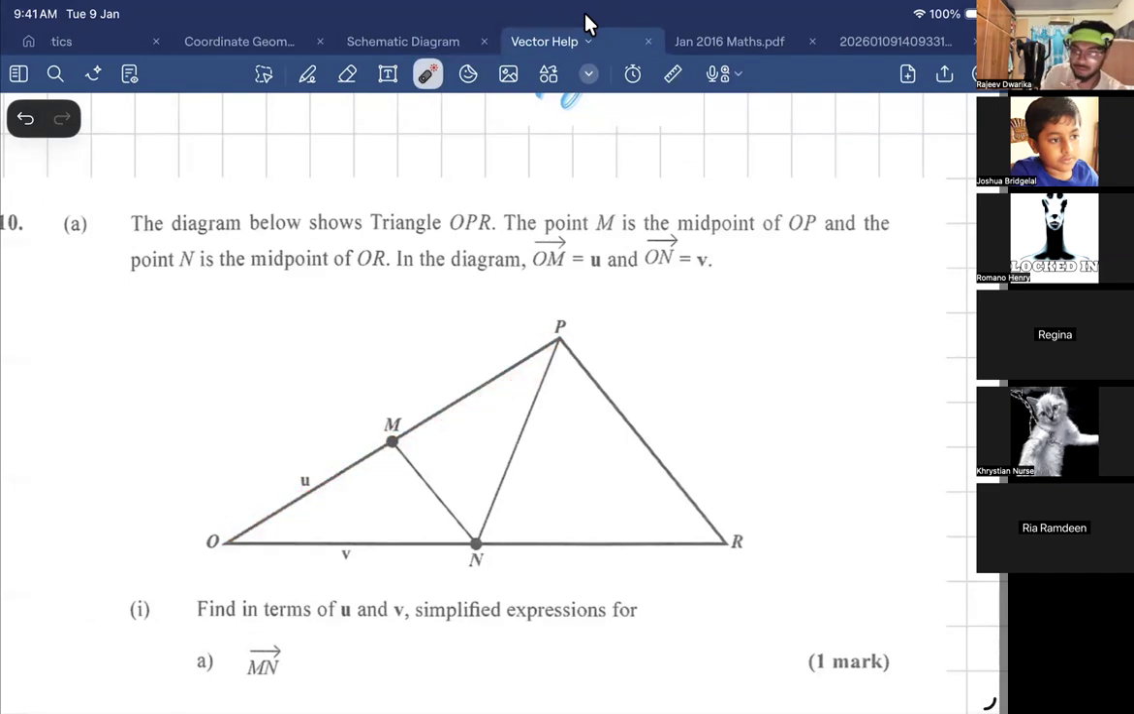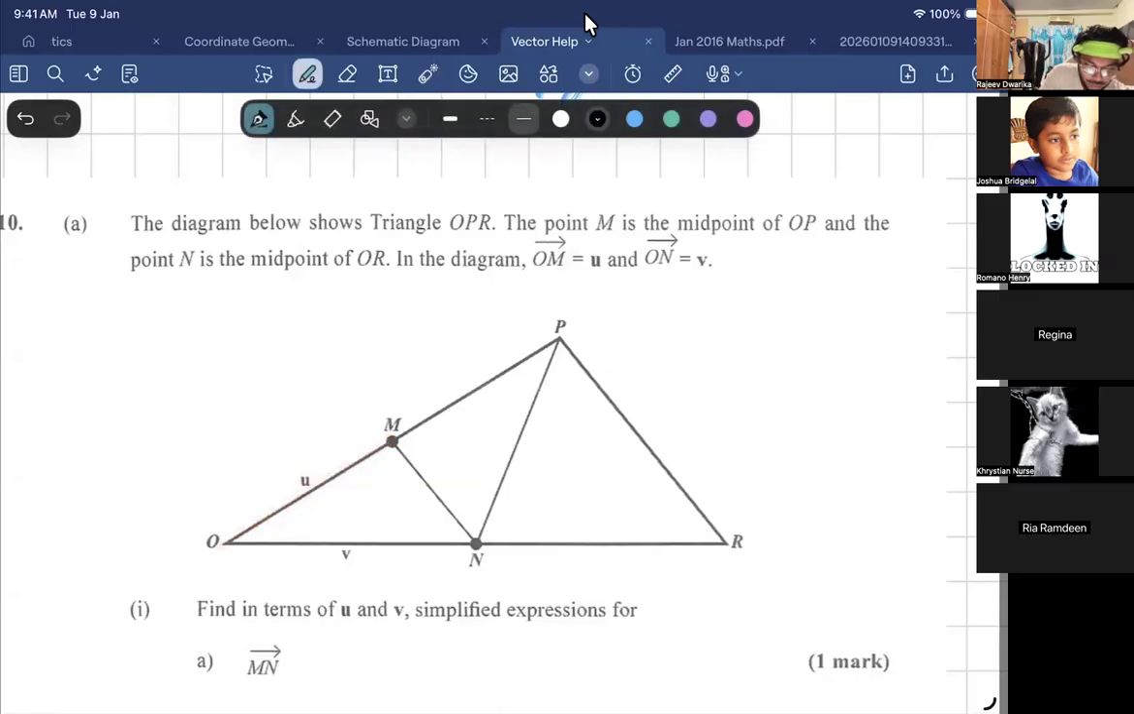Regina, M is the what of OP? The midpoint. It's the midpoint, right? So it cuts the line segment in half. So they're telling us that O to M is u. I'm going to put an arrow, so we could see it for ourselves.